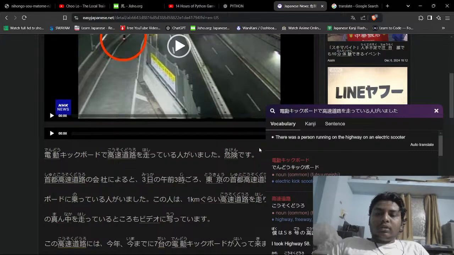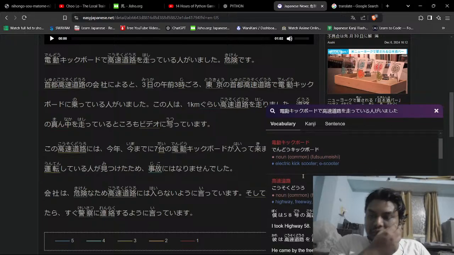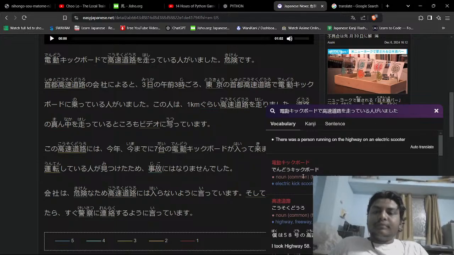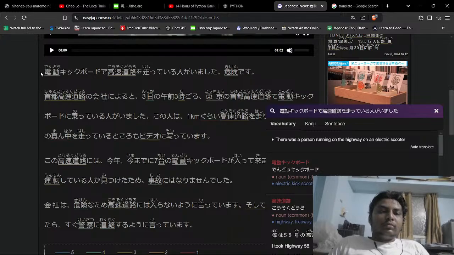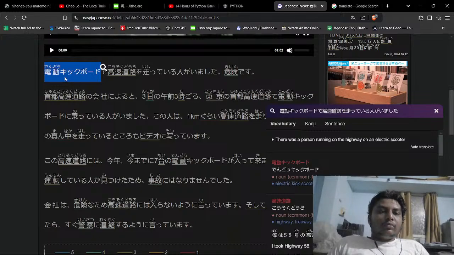There was a person running on the highway on the electric scooter. Okay. How to pronounce it? Dendo kickboard. Okay. Electric kickboard. Electric scooter.